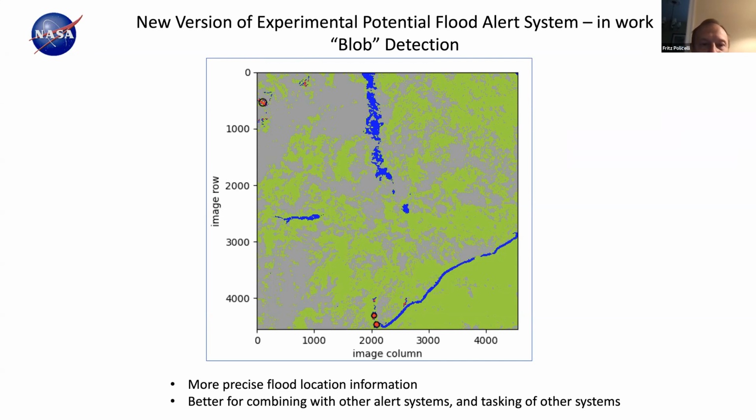And we think this is going to be better for combining with other flood alert systems, rather than the 24 kilometer by 24 kilometer fixed boxes. We think that this will help enable that in the future. And it's in work. I've done some testing on it. This is an actual example from that. Okay, next chart, please.